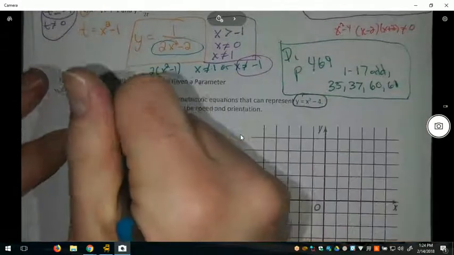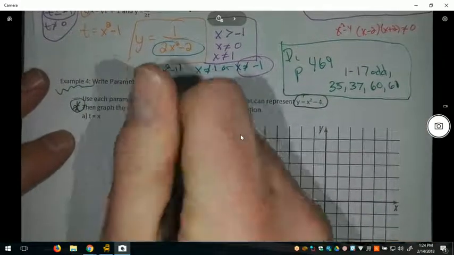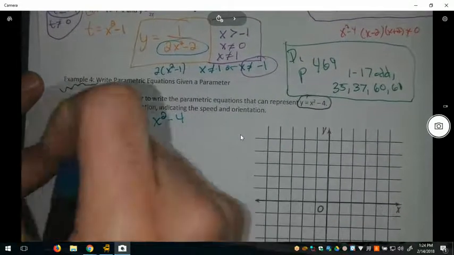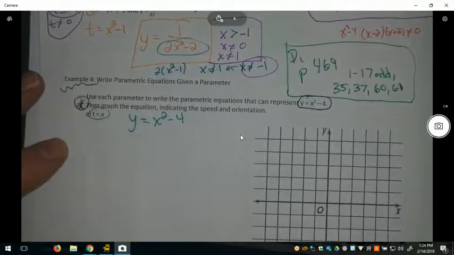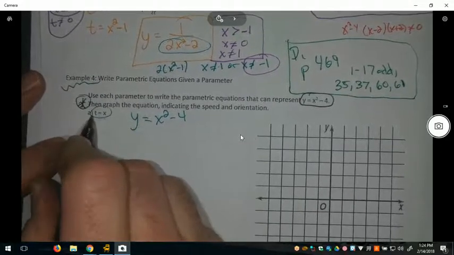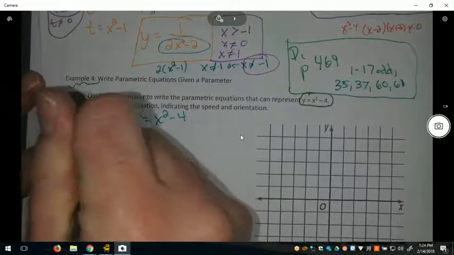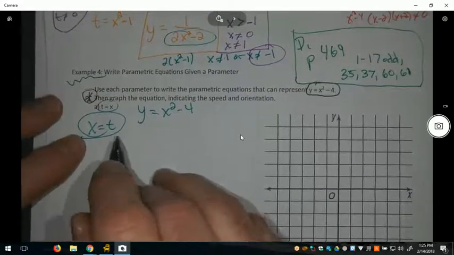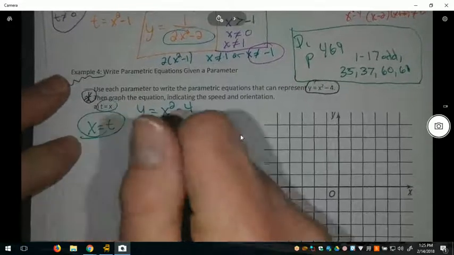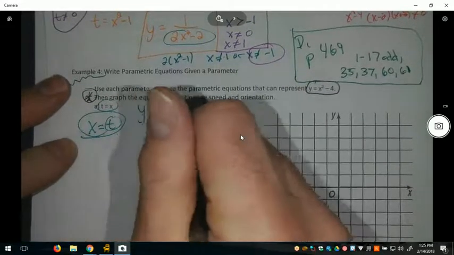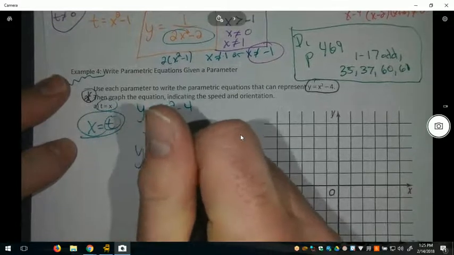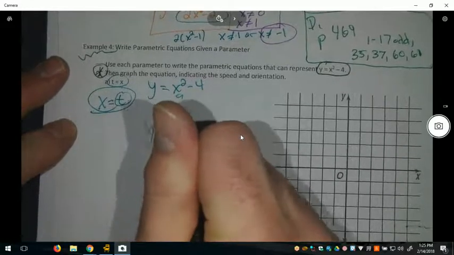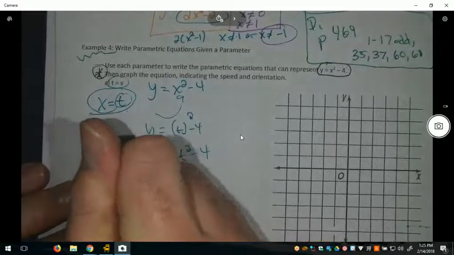So here we have this function y equals x squared minus 4. We need this in terms of t. We already know x in terms of t, so normally I'd have to get x by itself, but I already have t equals x, which means x equals t. There's one of my equations right there. My other equation is going to be where I plug this in for x. y equals t squared minus 4. So that's y equals t squared minus 4, and x equals t.